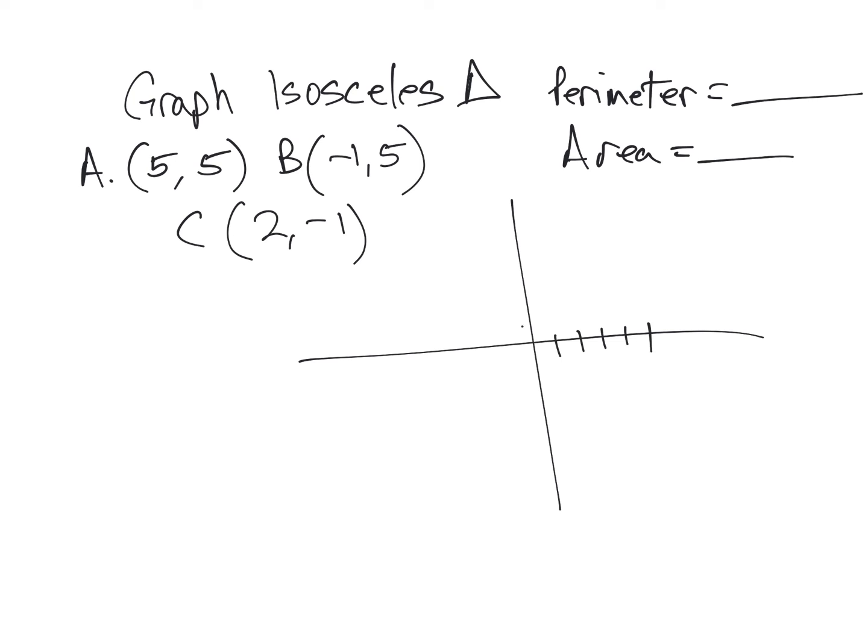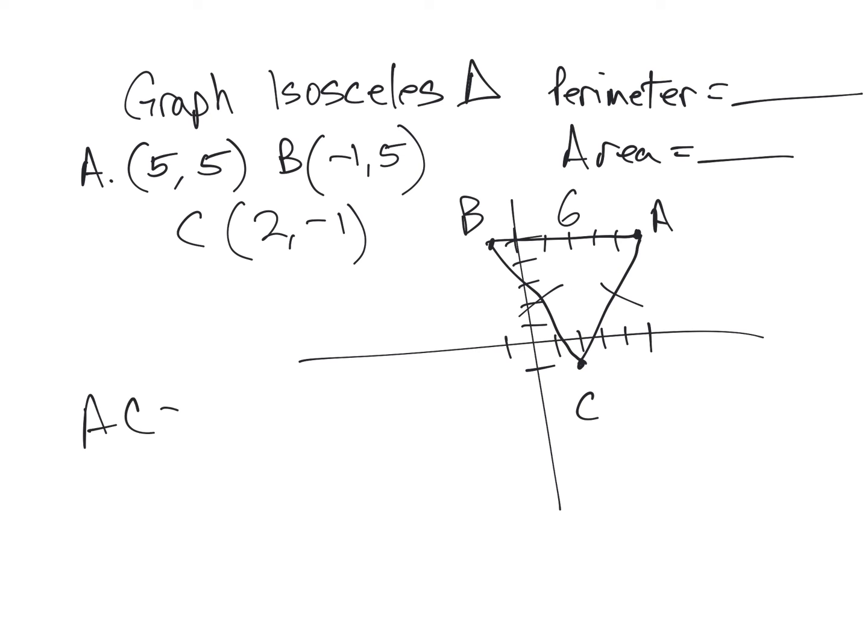1, 2, 3, 4, 5. 1, 2, 3, 4, 5. That's point A. -1, 5 is B. 2, -1 is C. So isosceles. So these 2 sides are equal. So you only need to do distance formula on one of them. A to B, you can count 1, 2, 3, 4, 5, 6. So you're gonna have to get the distance from A to C or B to C, either one. So AC, I'll just use that.